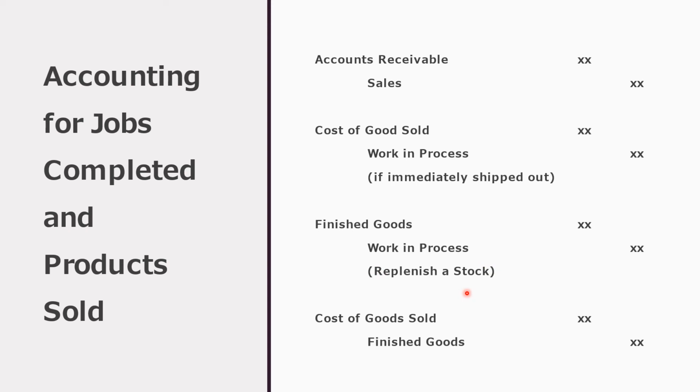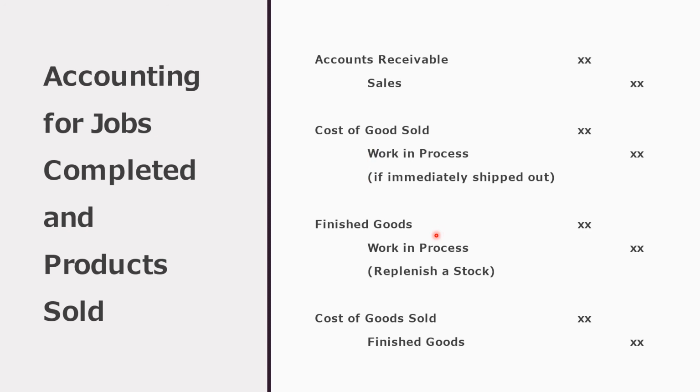So how about accounting for jobs completed and products? Previously we have already recorded the over and under application. So you debit accounts receivable if it's on account and credit sales, but of course if it's cash, you credit cash. How about if a specific job is immediately shipped out? So there's no need for the work in process to go to finished goods. You can immediately reclassify it to cost of goods sold.